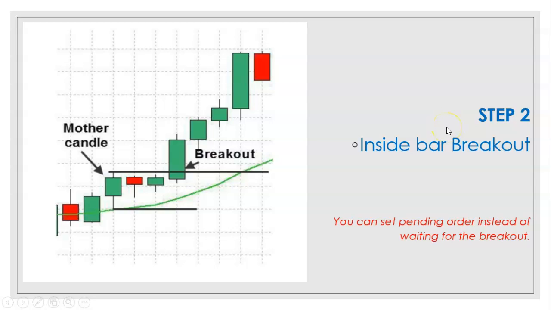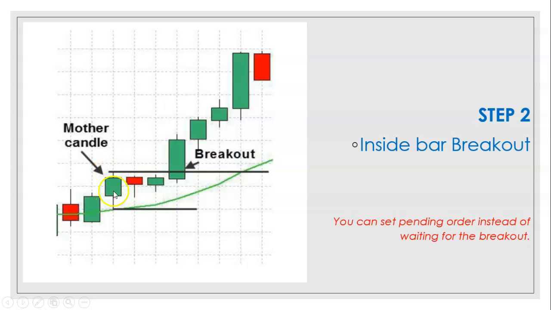Now here is another one. After you have identified the trend, the second step is to find an inside bar breakout in the direction of the trend. Here is an inside bar. Why is this an inside bar? This particular one is the mother bar, and these are inside bars, because the highs and the lows of these two candles are within the highs and the lows of this preceding bar.